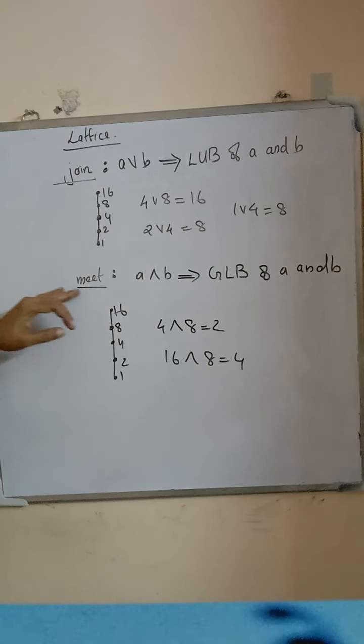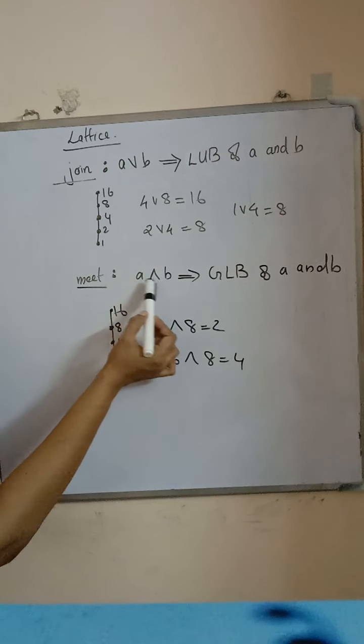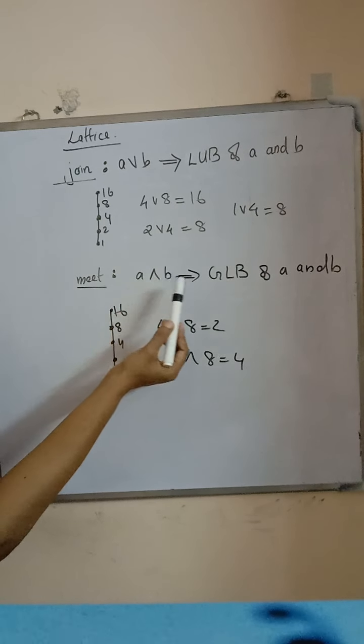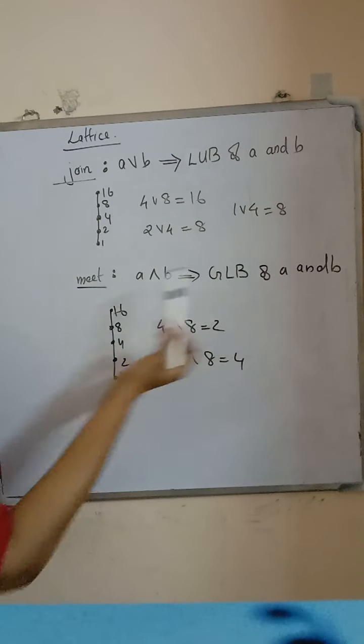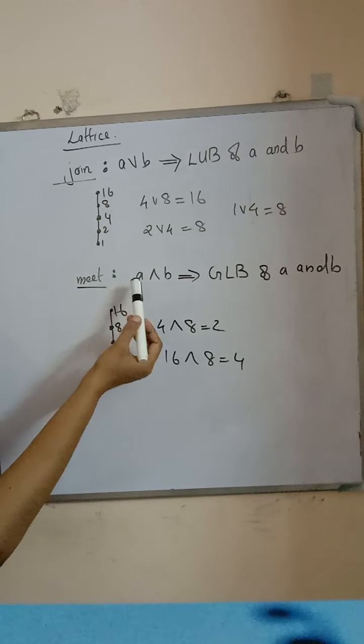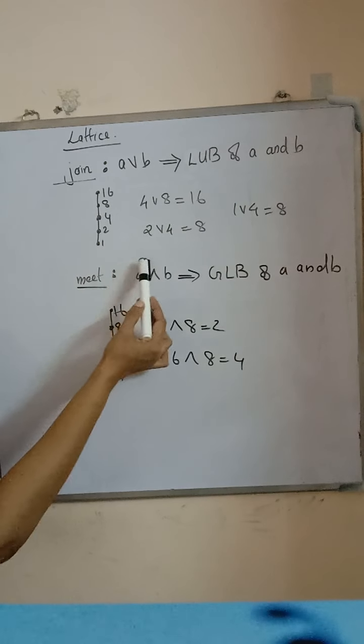Next we define the term meet. A meet B. This representation is read as A meet B. A meet B means the greatest lower bound of A and B. The greatest lower bound of A and B is represented as A meet B.